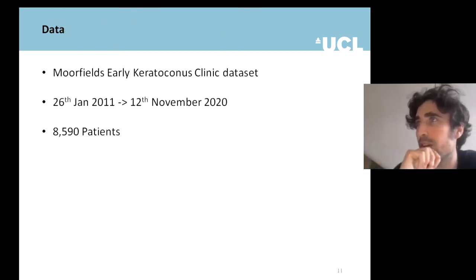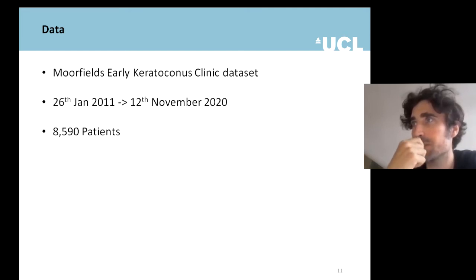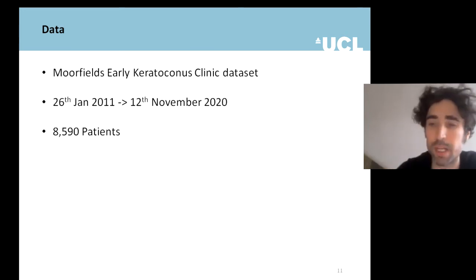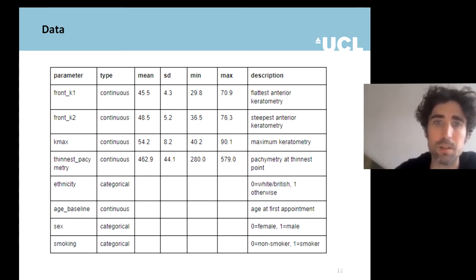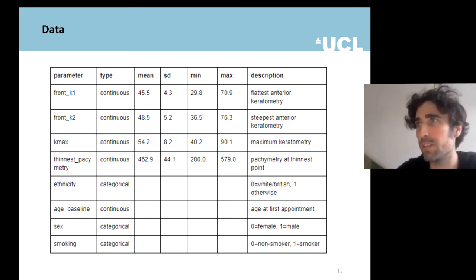The data set that I used all came from the Moorfields early keratoconus clinic data. There was roughly 9 years of data available, constituting around 8,500 patients. These are the parameters that I used as input to the model. Remember, I'm trying to predict cross-linking by taking people's parameters at their first appointment and then seeing if we can figure out the trajectory of progression over time. So these are the inputs to the statistical model.